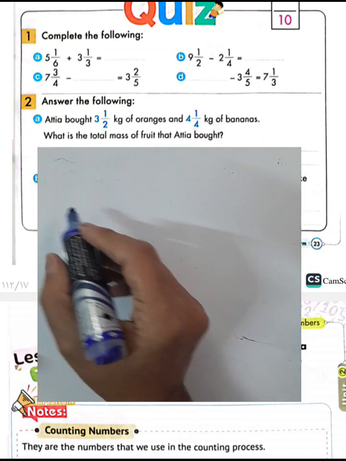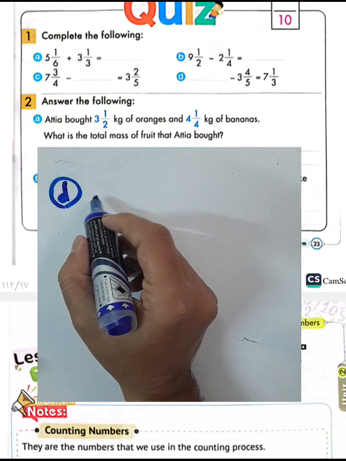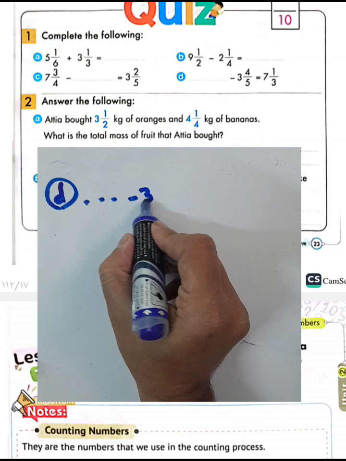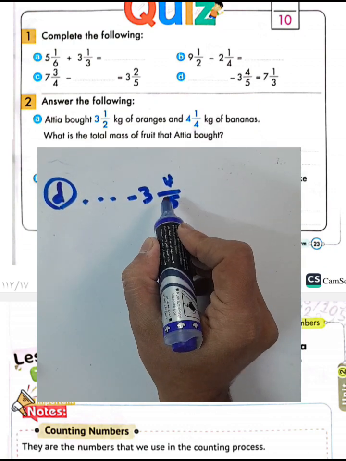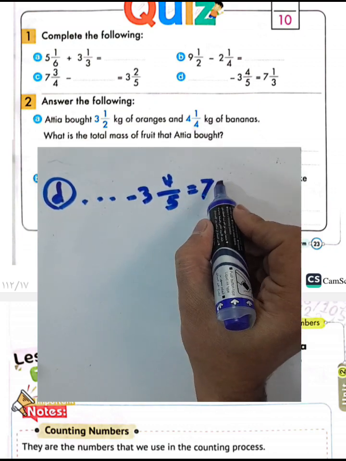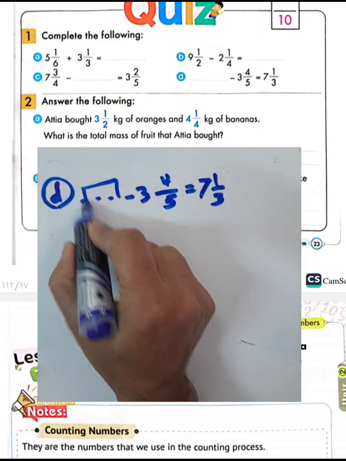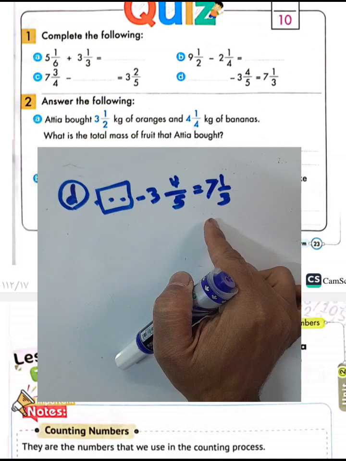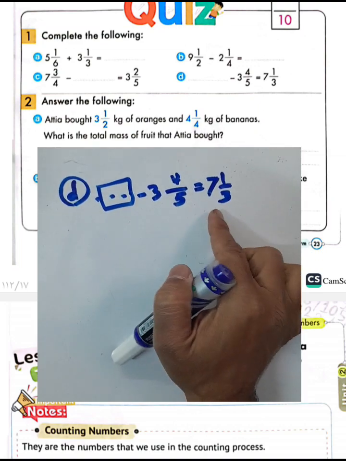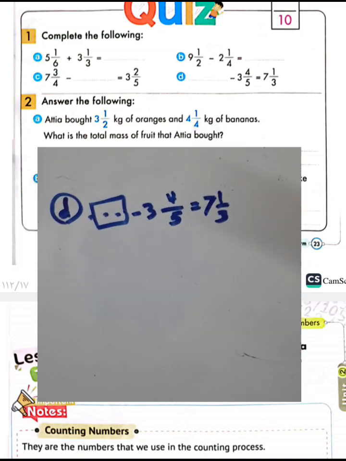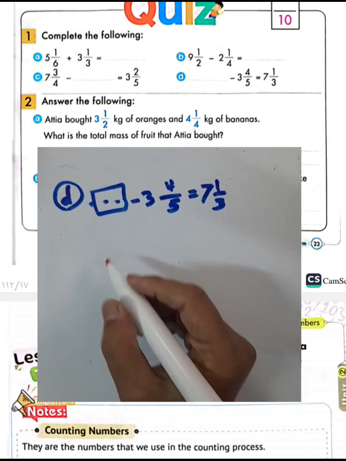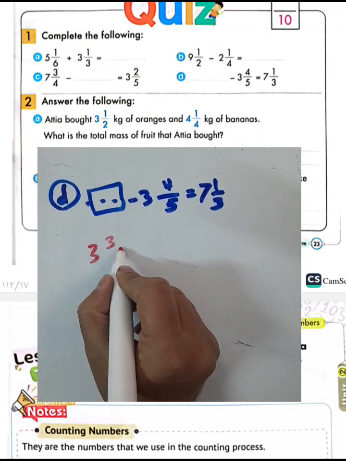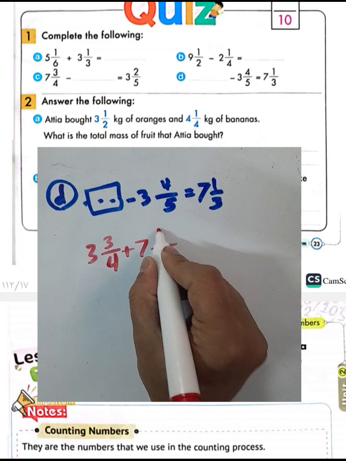Question letter D. A number subtract 3 and 4 over 5 will be 7 and 1 over 3. We call this number the minuend. To find the minuend, you must add the subtrahend to the difference. You must add two numbers here. Then the minuend equals 3 and 3 over 4 plus 7 and 1 over 3.